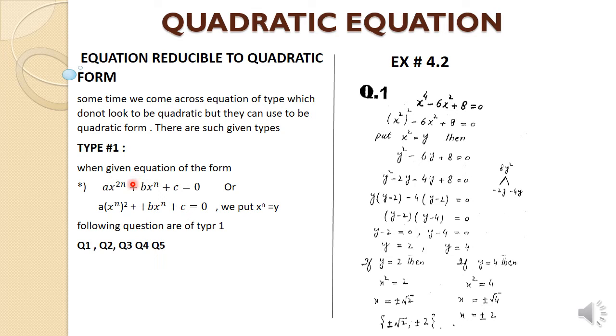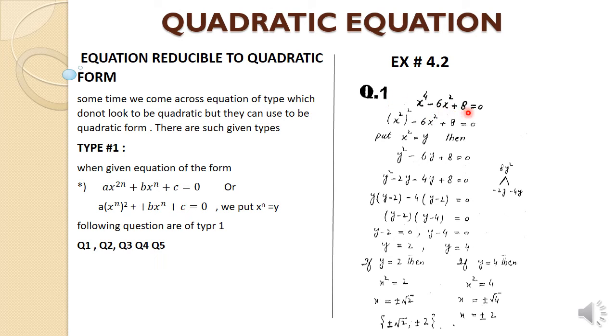Type 1 is an equation of the form ax^2n plus bx^n plus c equals 0, or we can write it as a(x^n) whole squared plus b x^n plus c equals 0. So we put x^n equals y. The following questions are of type 1. Students, firstly we discuss a question based on type 1. So here we start with question number 1.